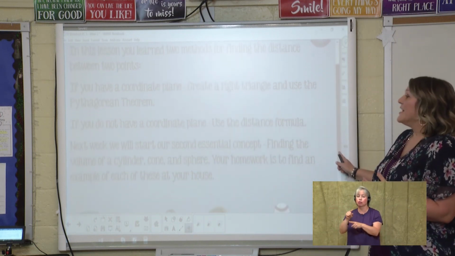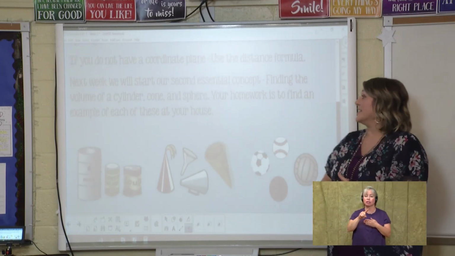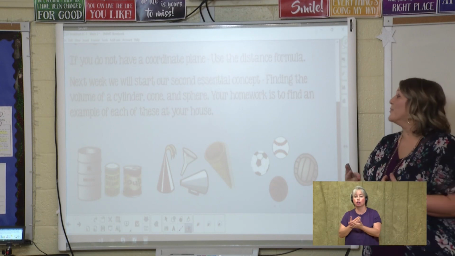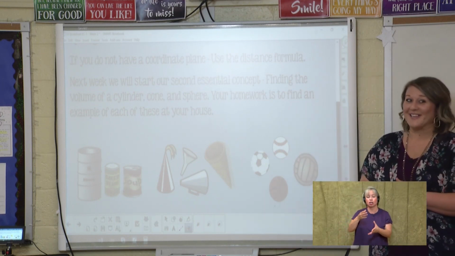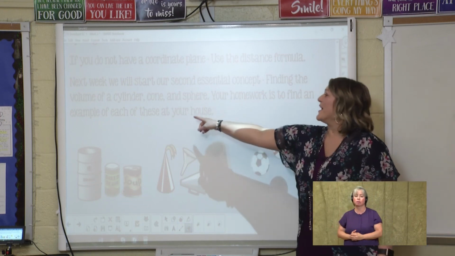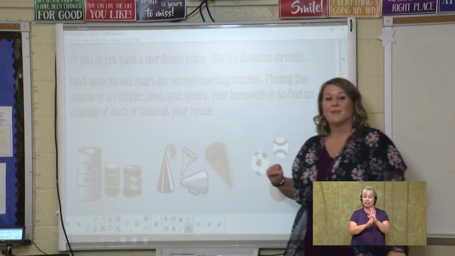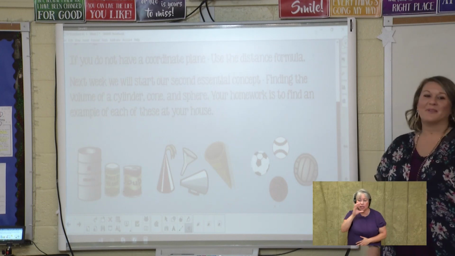Next week, we're going to start our second essential concept, finding the volume of a cylinder, a cone, and a sphere. Your homework, other than what your teacher has assigned you, I'm also assigning you some, is to find an example of each of these in your house. A cylinder, find an example of that, find an example of a cone, and find an example of a sphere.